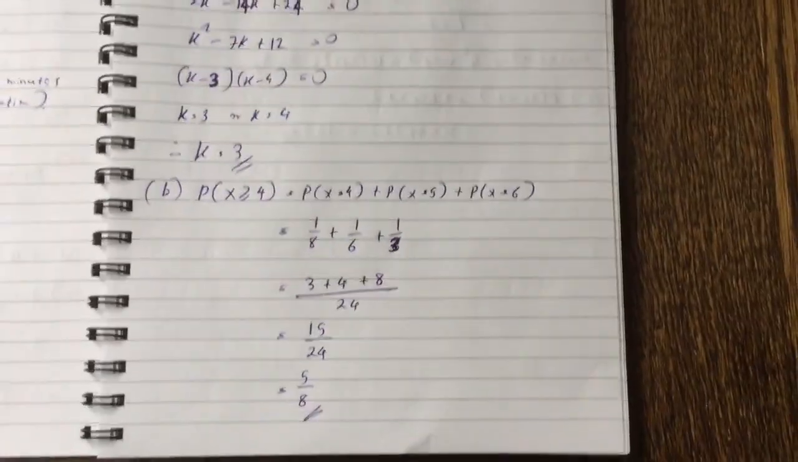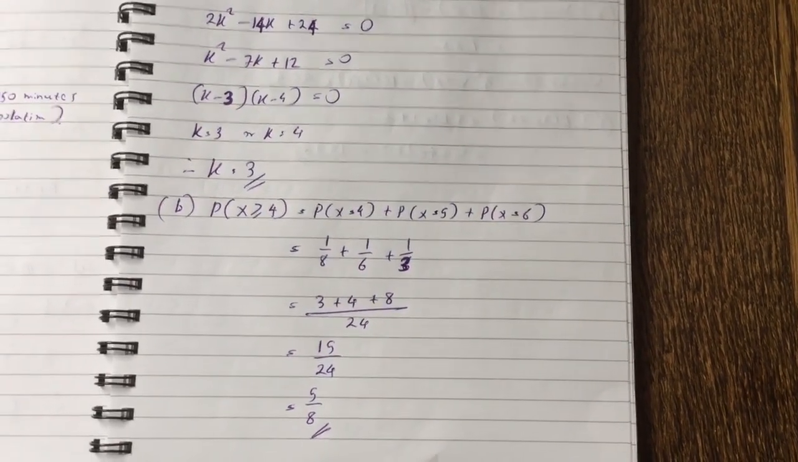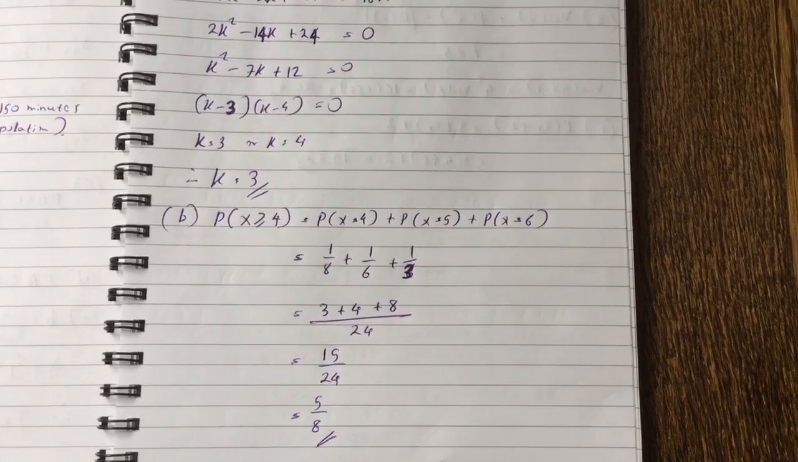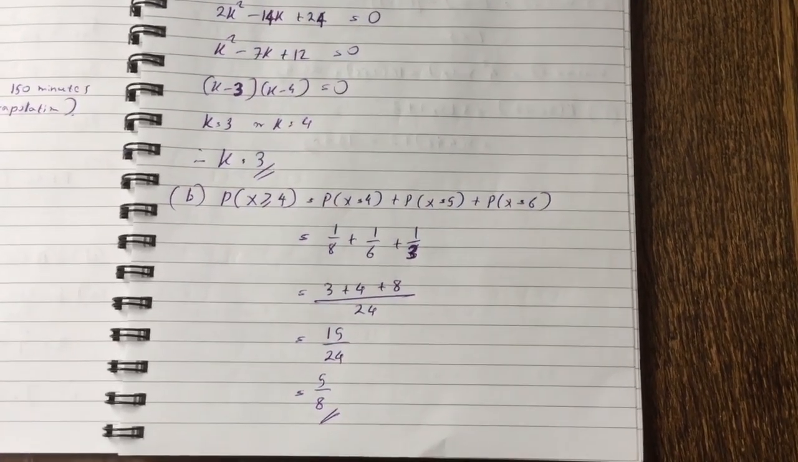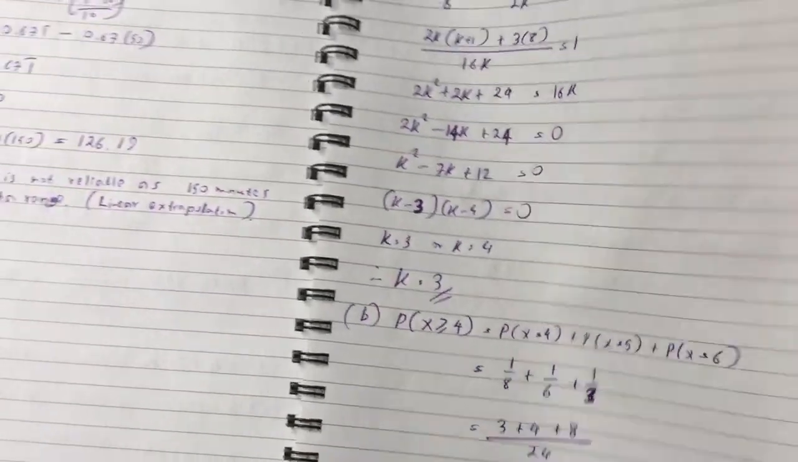And part B, so the probability of x greater than or equal to 4 is the same as the probability of x equal to 4, the probability of x equal to 5, and the probability of x equal to 6 added together. So you add them up and you get 5/8.